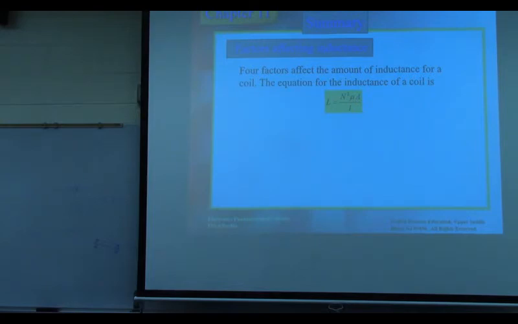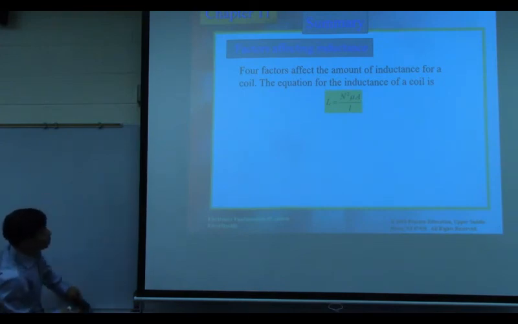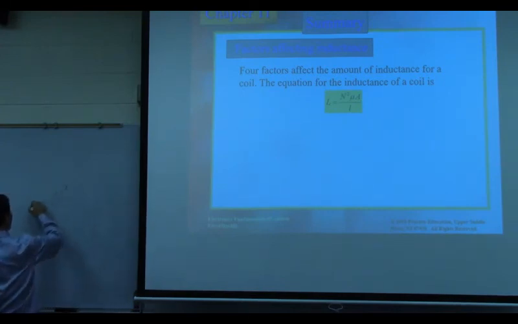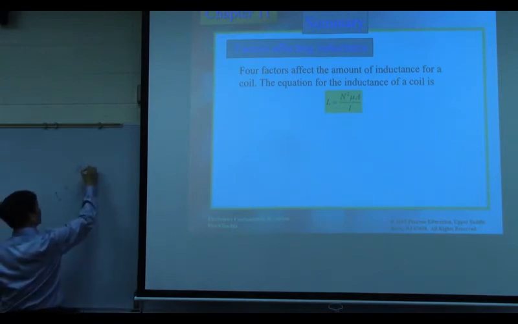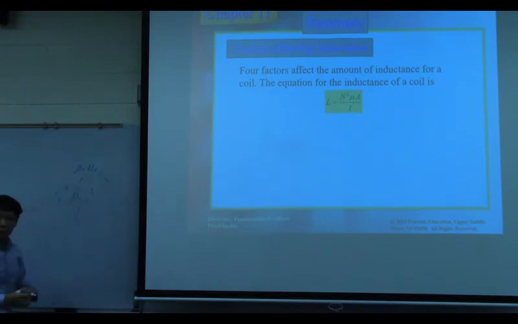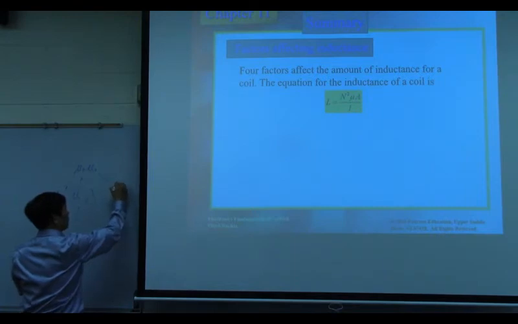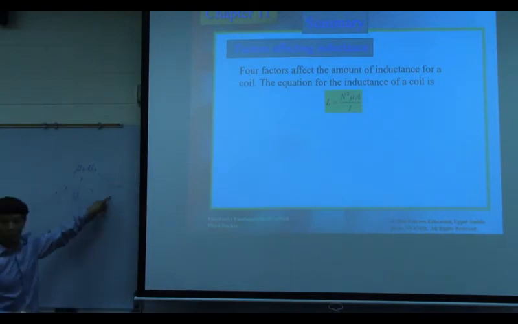But the mu, except for the ferrite material where mu is very large, for all other materials, for example here, everything, is almost equal to free space. But anyway, that mu, we still write as mu r times mu zero. So L equals N squared times mu times A over L, and this mu is mu r times mu zero. What is mu zero? It is 4 pi times 10 to the negative 7, if I remember this correctly, okay?